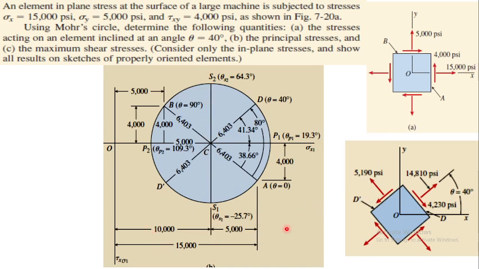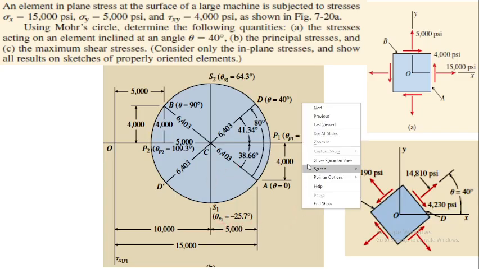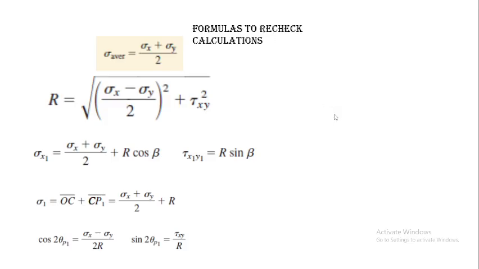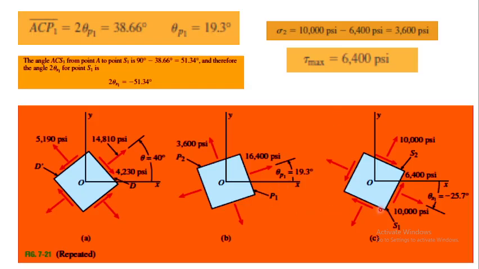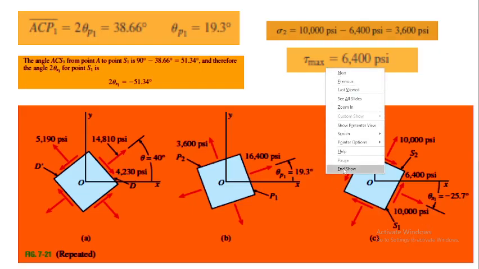And the angle which is going to be given from here to here is minus 25.7, the angle of the principal shear stress theta s1. 2 theta s1 will be 51 point something 4, and on the element it will be minus 25.7. So this is telling you minus 25.7, and this is what it is. You can also double check these values if you want to.